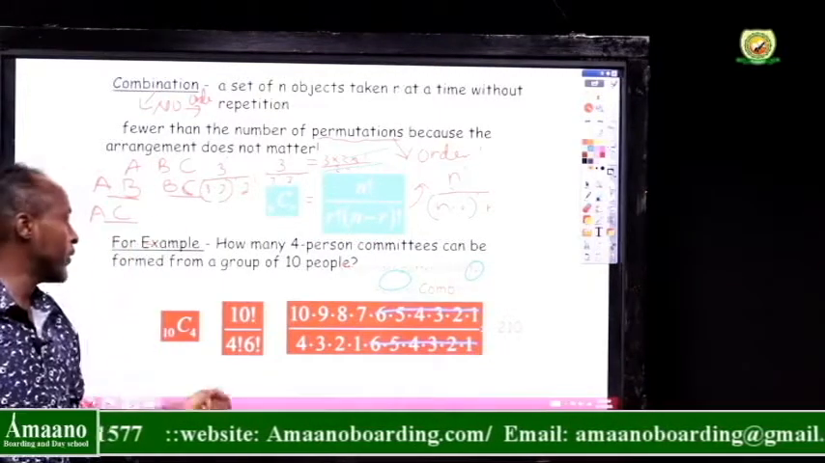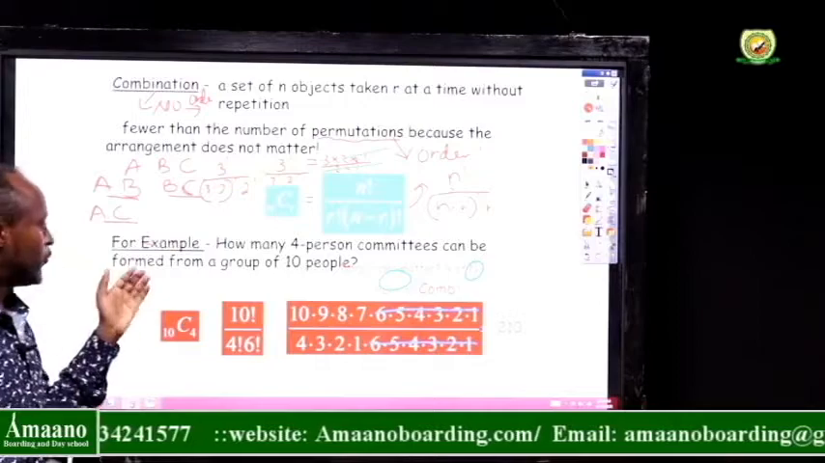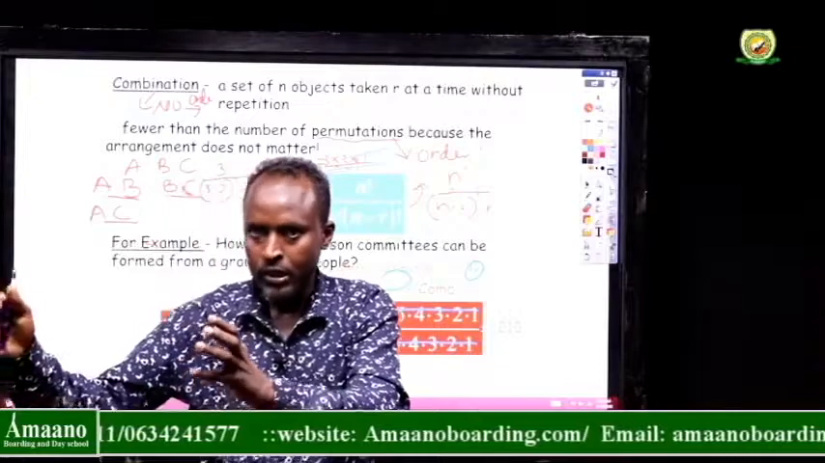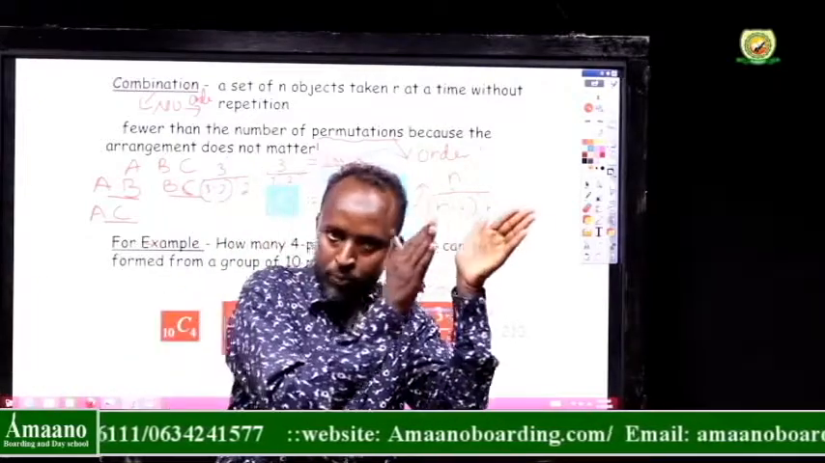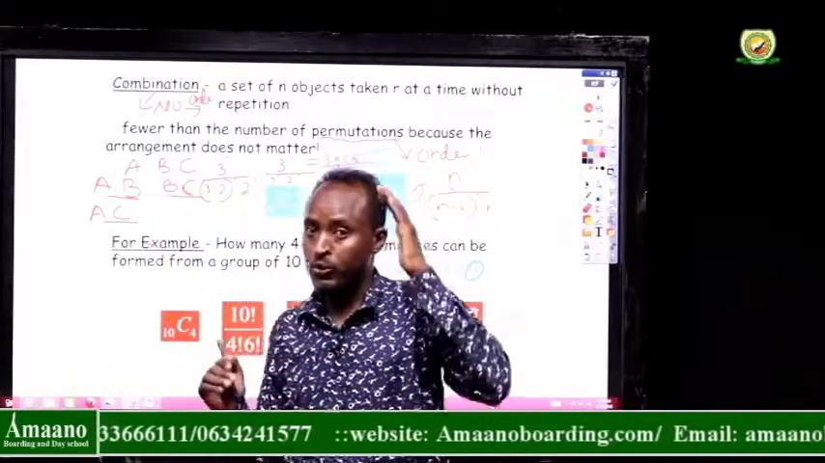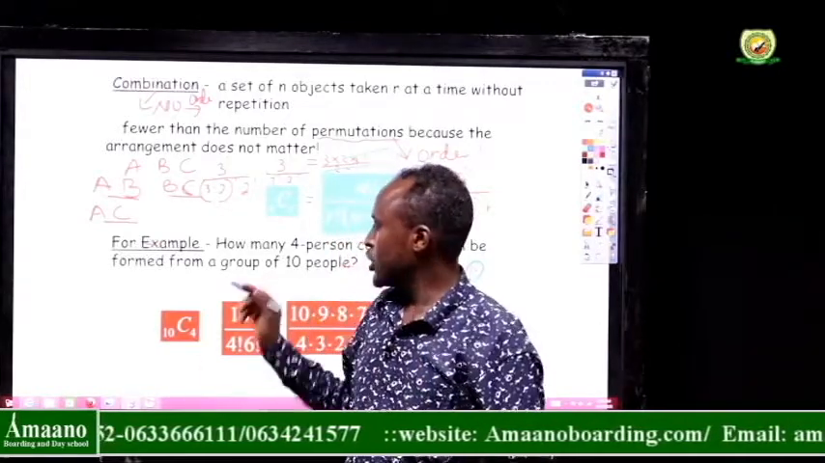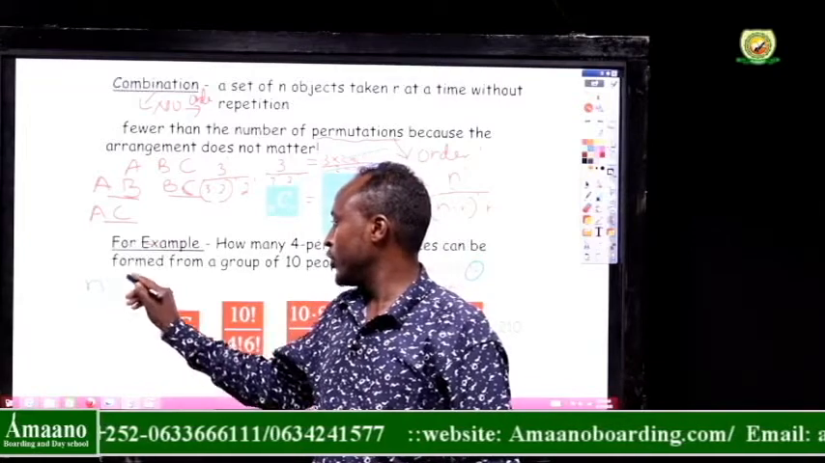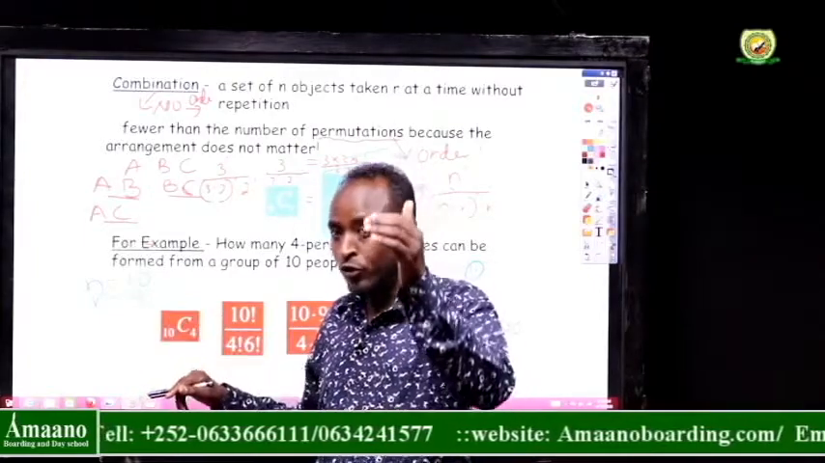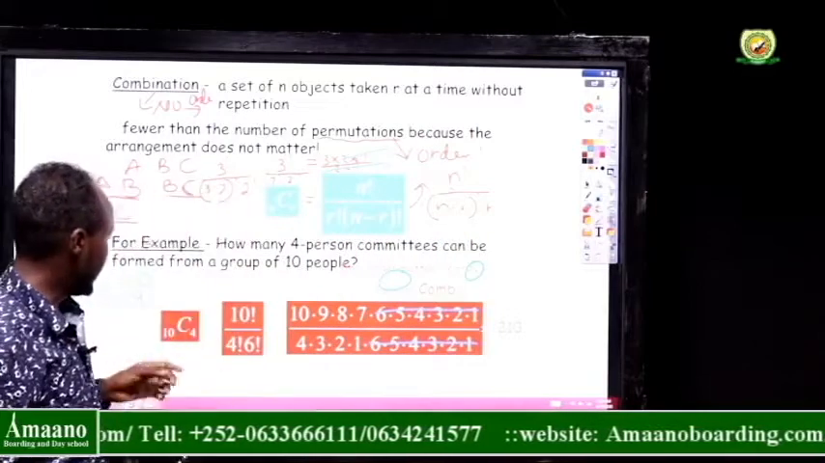Okay, let us continue our examples. For example, how many 4-person committees can be formed from a group of 10 people? You have a group of 10 students, and you are supposed to form a committee of 4 people from those 10 students. How many different committees are possible? As long as we are dealing with committees, the order of the people does not make sense. In this question, we are given n as 10 different objects, and r is given as 4. We want to select 4 students from 10. We will use combinations.